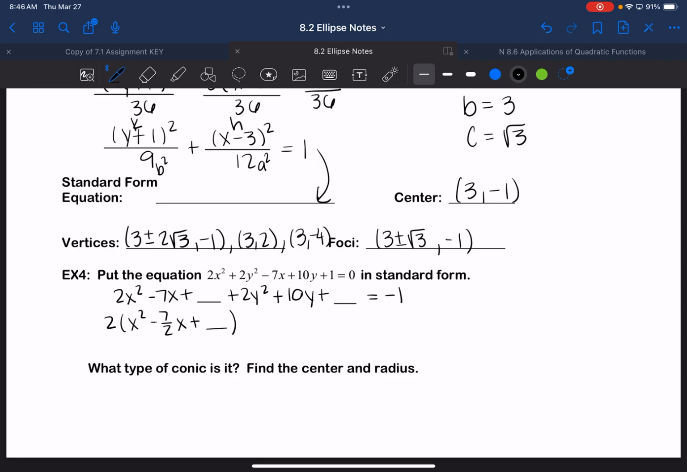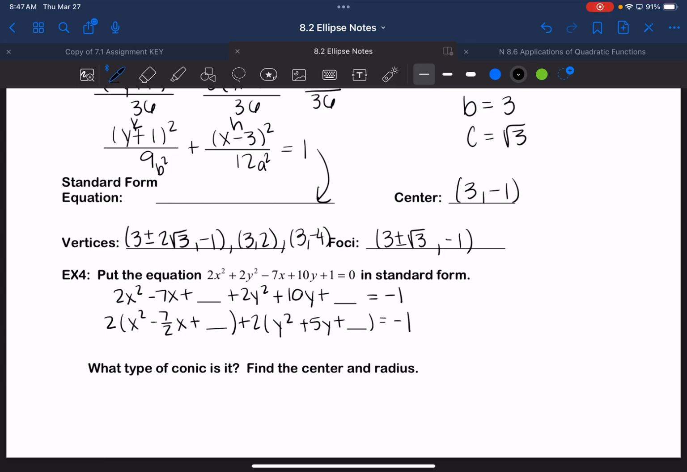And then what am I going to factor out for the y's? 2 as well. Okay, so then I'll have 2 parentheses y squared plus 5y plus blank equals -1, right? So for my first blank, I would half 7 over 2, right? Which would make it 7 over 4, right? And then I would square it, right?